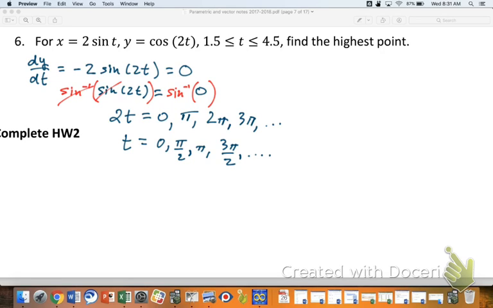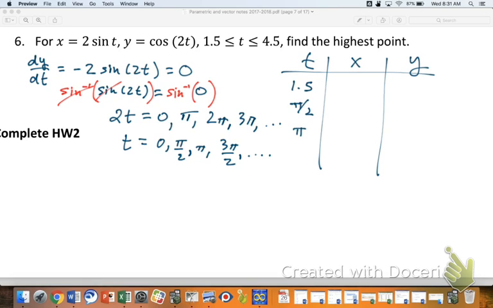Which of those values actually fits within the domain? Pi over 2 and pi. Is 3 pi over 2 a little bit too big? 4.7. Just a little bit too big. Okay. It's almost like this question was designed. I know. So then I've got my t values, I've got my x's, I've got my y's. My t values would be 1.5, pi over 2, pi, and 4.5. I'm looking for the highest value, so I'm going to plug these into the y and hunt down the highest y value. Anybody have the table complete?